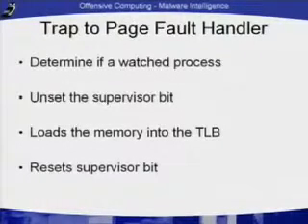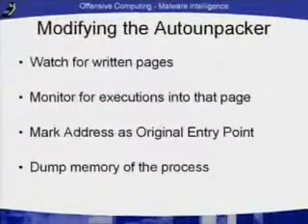So once a memory access has trapped, we determine if we're watching that process. We don't want to hook on kernel memory or another process's memory because hilarity will ensue. Next, once we've figured out it's ours, we unset the supervisor bit, which allows us to load the memory into the TLB and allows the process to actually run it. And then we put the supervisor bit back on so we can see it again.